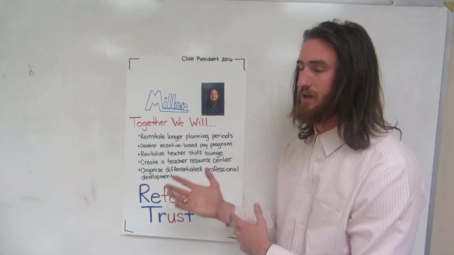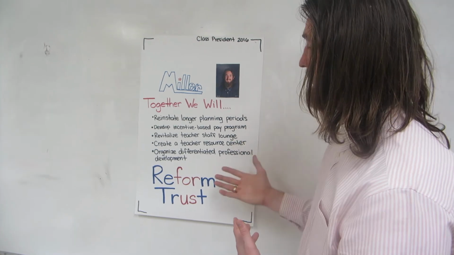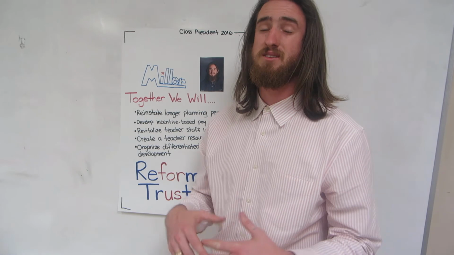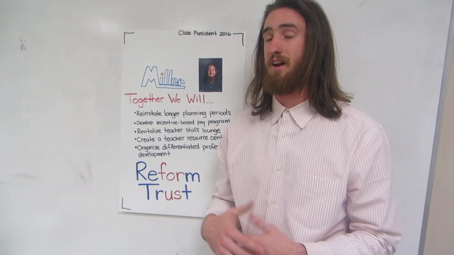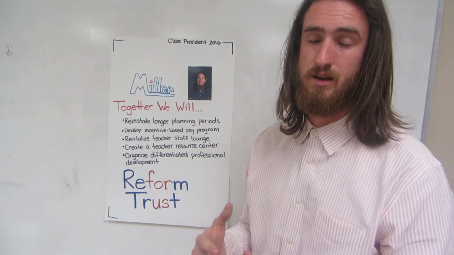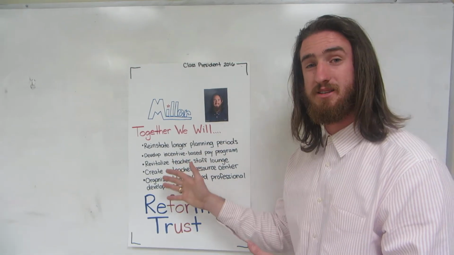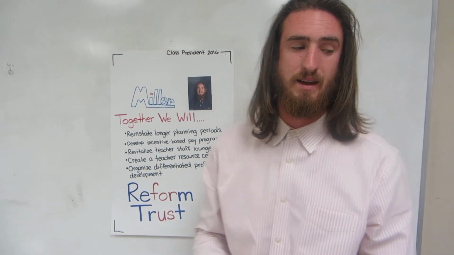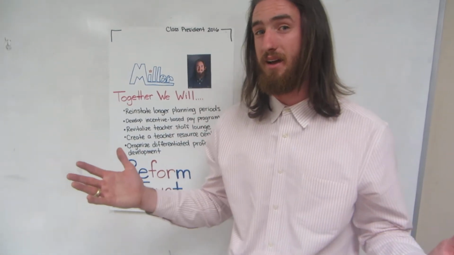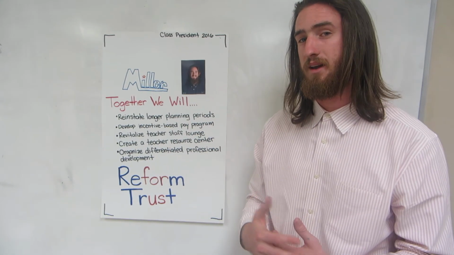In my example, I have things like reinstate longer planning periods for teachers. We have create a teacher resource center, revitalize the teacher's lounge, things like that. The things that students include will be things that affect students more so than parents and teachers. So whatever they decide to run on is something that they need to be able to defend. I told the kids today that if they say something along the lines of, we want to have recess all day, they will be held accountable to the things that they say when they're asked questions during campaign debates.